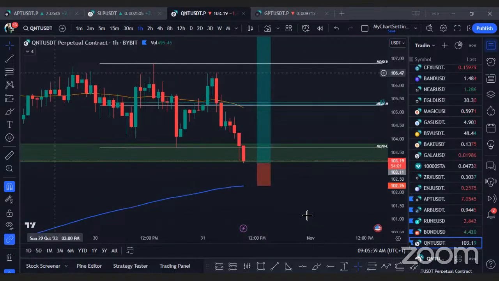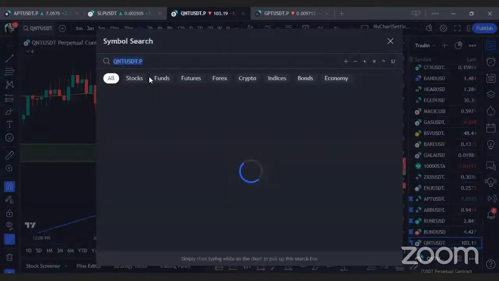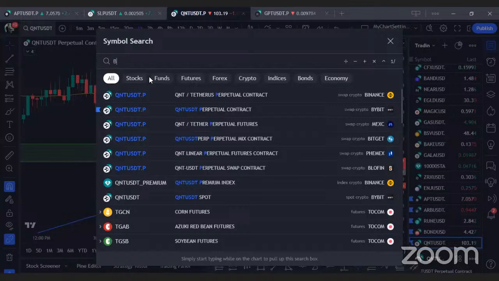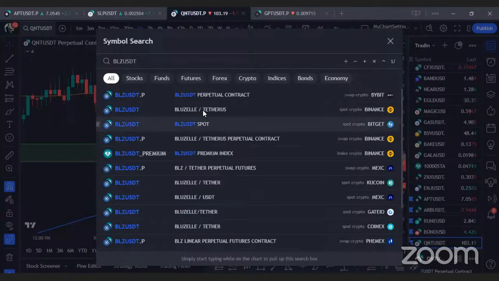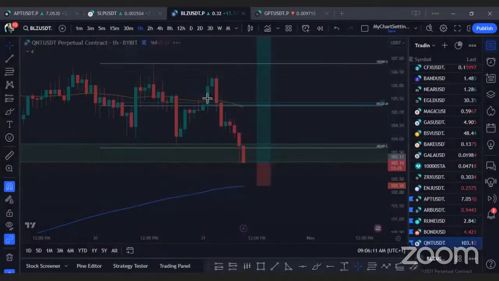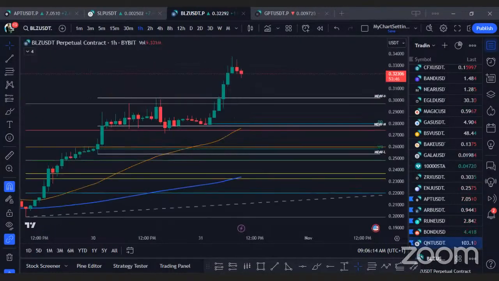While we wait for this, let's look at BLZ. I saw that token doing magic. It's always sweet when BLZ.